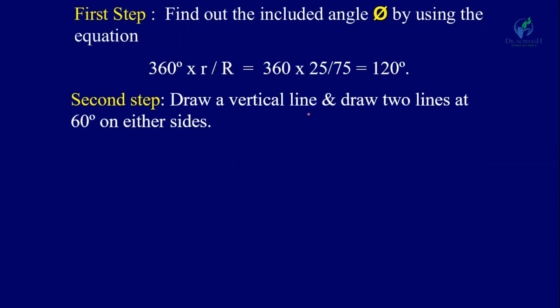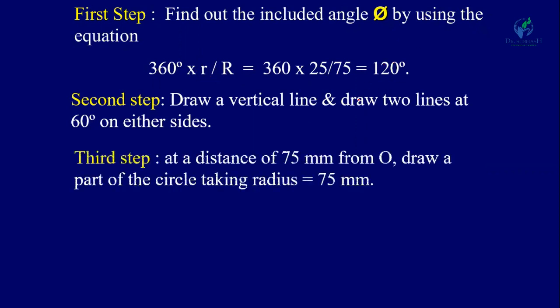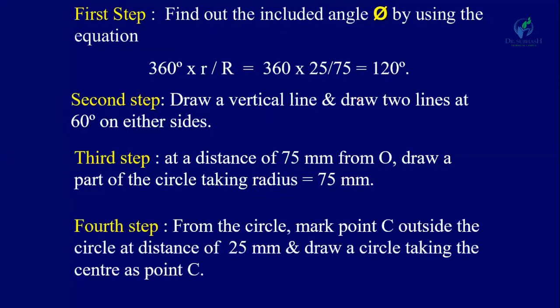Second step, draw a vertical line and draw two lines at 60 degree on either side. So the total angle is 120 degree. Third step, at a distance of 75 mm from O, draw part of the circle taking radius equal to 75 mm. And fourth, from the circle, mark point C outside the circle at a distance of 25 mm and draw a circle taking the center as point C. So these are the different steps to draw the epicycloid.